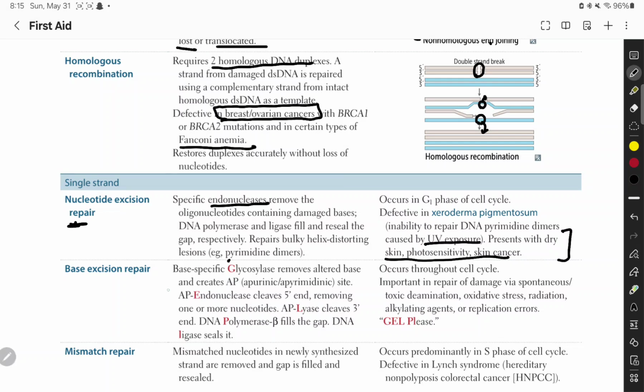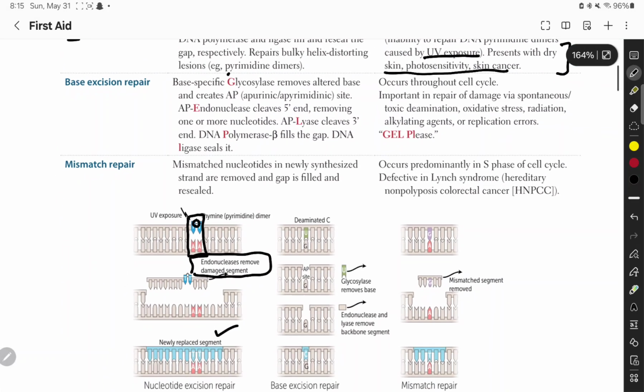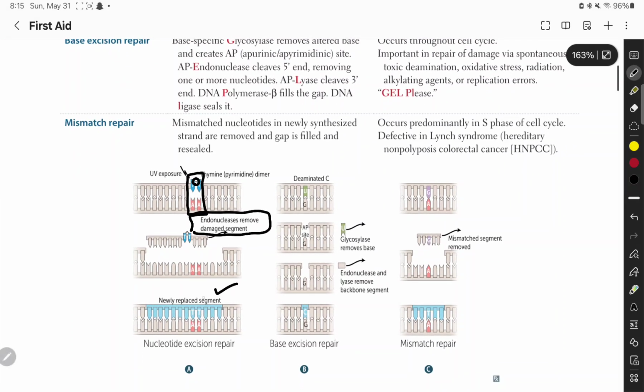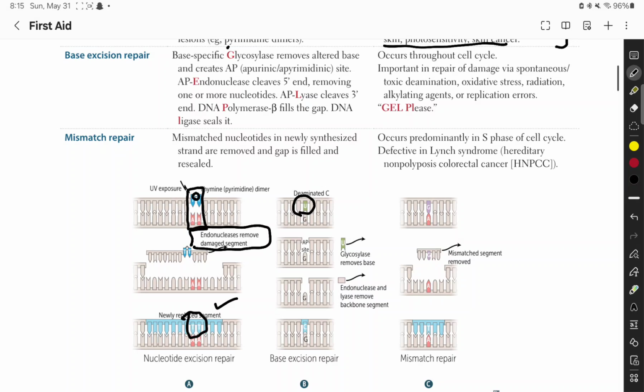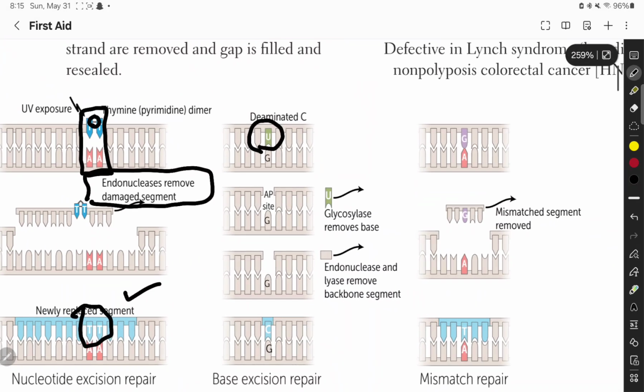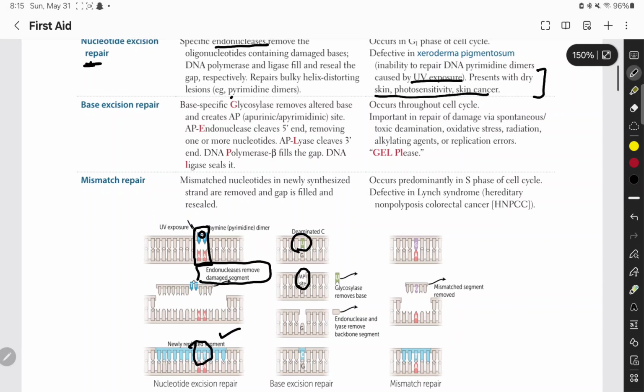The next mechanism is base excision repair, where base-specific glycosylases remove the altered base and create an apurinic or apyrimidinic site. Over here the entire segment was removed, but this removes a specific base, and it creates an apurinic or apyrimidinic site. The AP endonuclease cleaves the 5' end like from here, and similarly DNA polymerase fills the gap and DNA ligase seals it.